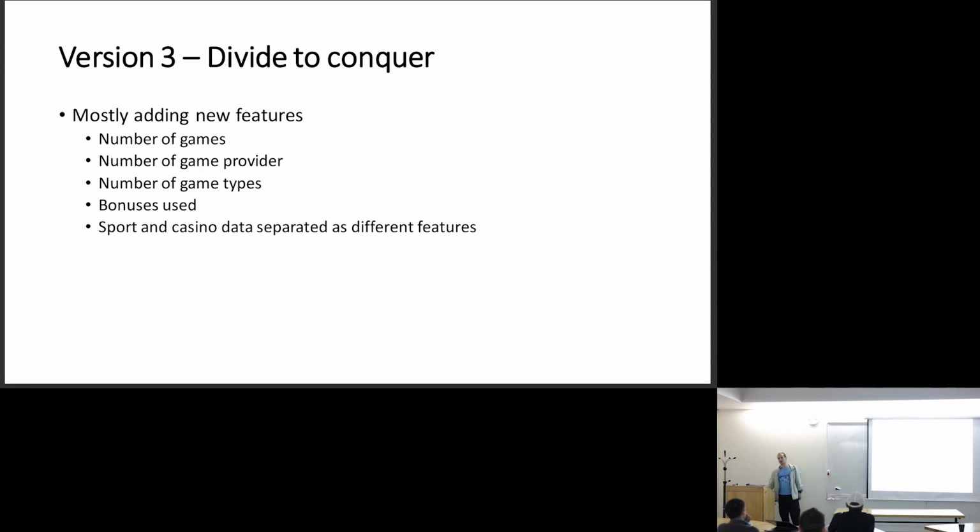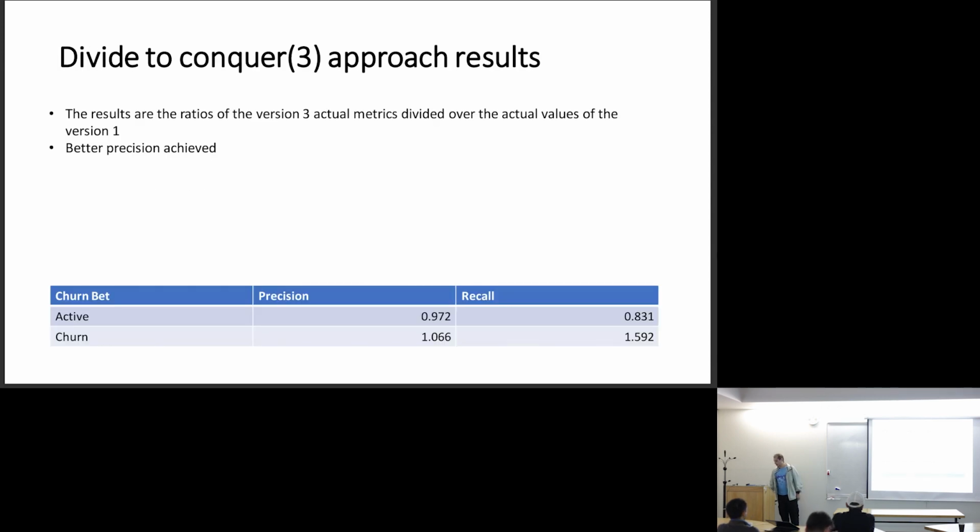And then we have also used the number of bonuses that we have given to the users and how much has actually been used. After that, we have seen a little bit of increase in the recall to around 60%, and we have actually beaten the baseline for the precision after this.